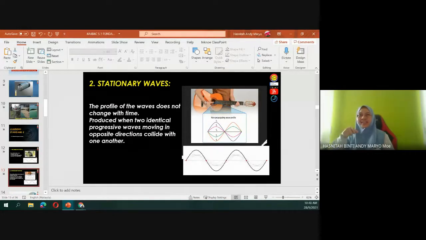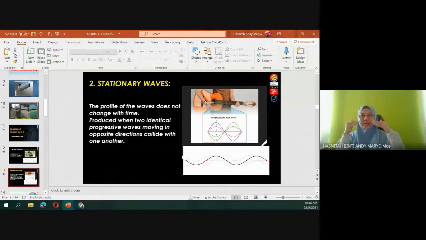This is the first end and this is the second end. So when you pluck a guitar, a wave is produced from both ends and they will meet at the center, where finally the two waves are going to be cancelled off. So finally the string stops vibrating. So that is what we call a stationary wave. It doesn't propagate with time. Okay, finally it stops vibrating.